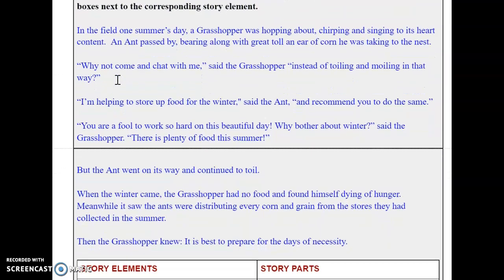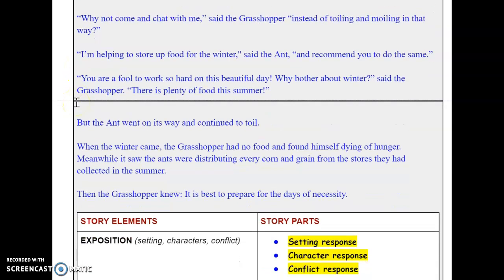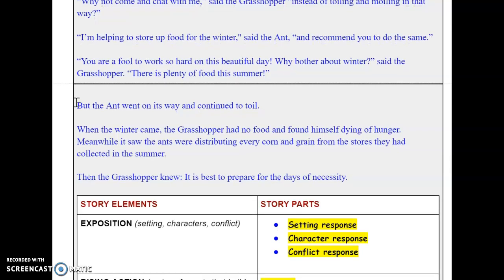In the field one summer day, a grasshopper was hopping about, chirping and singing to its heart's content. An ant passed by, bearing along with great toil an ear of corn he was taking to the nest. "Why not come and chat with me?" said the grasshopper, "instead of toiling and moiling in that way?" "I'm helping to store up food for the winter," said the ant, "and recommend you do the same."